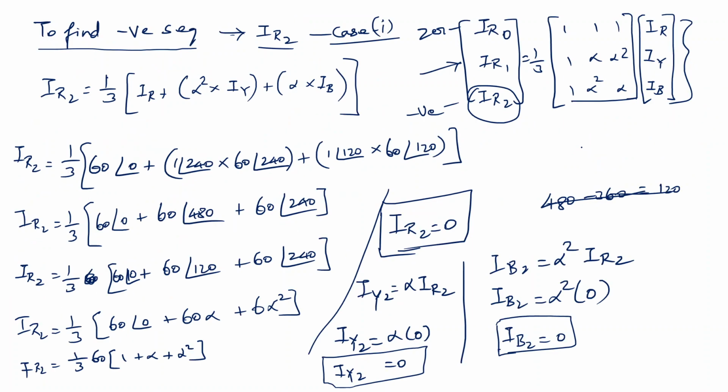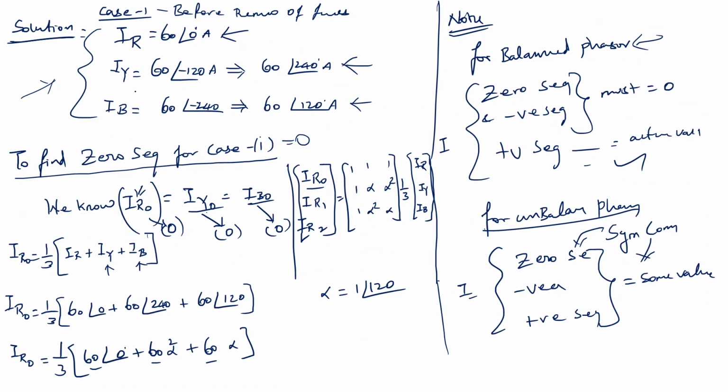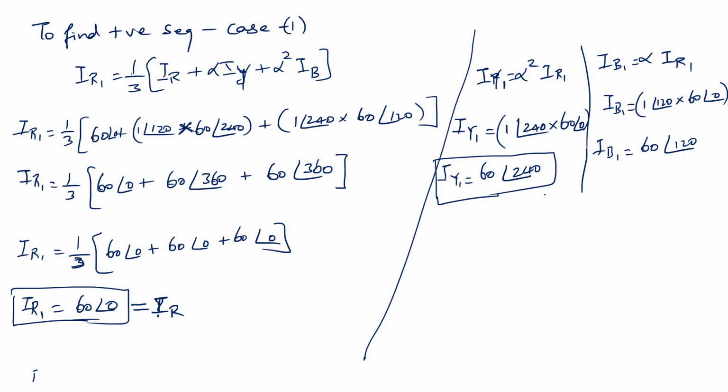Okay, let's check the question value. IY in the question itself, the total current for the given system, is 60 angle 240. Here also it is 60 angle 240. For IB1 it is 60 angle 120. Here also it is 60 angle 120. So we prove that all the currents flowing without fuse, that is before removal of the fuse, are equal to the positive sequence current. First case is over. We have solved case 1.